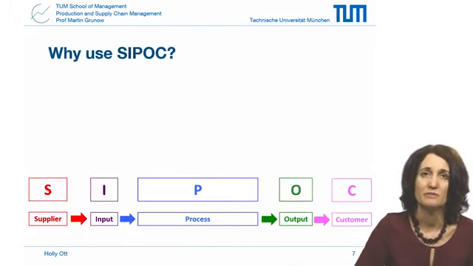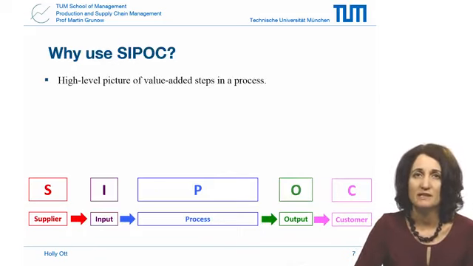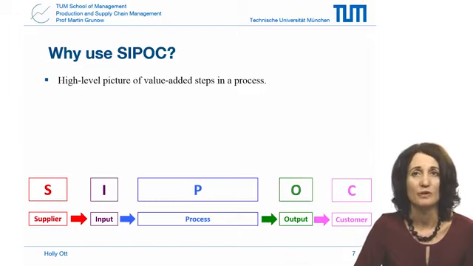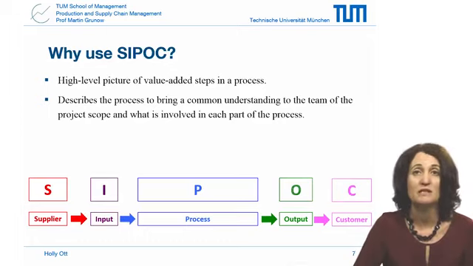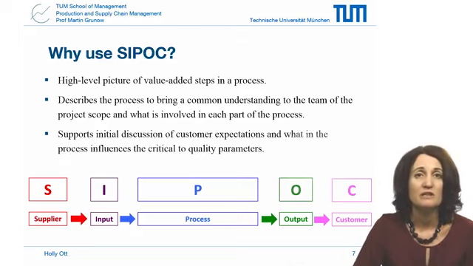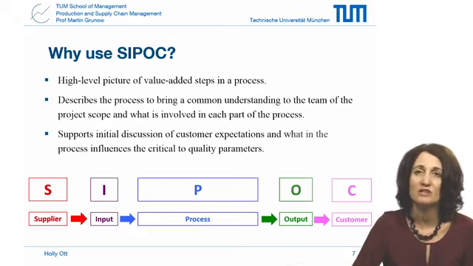So why use SIPOC? As we just said, it allows us to trace the activities from the supplier all the way through the customer. It gives us a high-level picture and shows us the value-added steps in the process. Importantly, though, it sets down the process in black and white for a common understanding by the team and can be used as a first step for thinking about the process and, of course, the scope of the project, the customer expectations, the materials, inputs, and different entities and resources involved. It also can provide the basis for the first discussion of what could be influencing the critical to quality parameters.